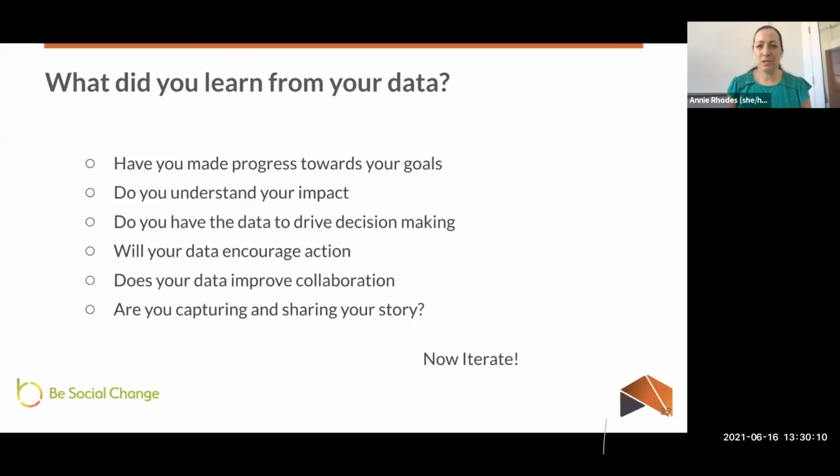So what did you learn from your data? Did you understand your impact? Do you have the data to drive your decision making? Maybe these results help you see some gaps in the data that you have. Does this data actually encourage action, or does this data encourage stagnation? Does your data help improve collaboration? And are you capturing and sharing your story? I'm going to talk more about your story in a moment.